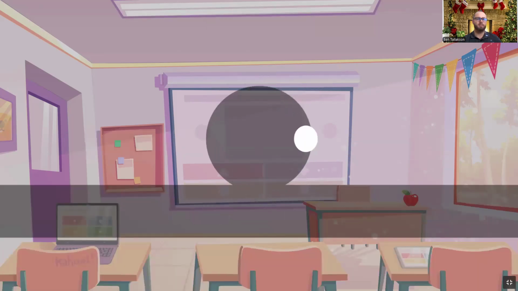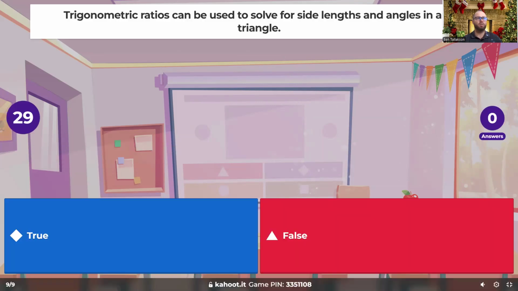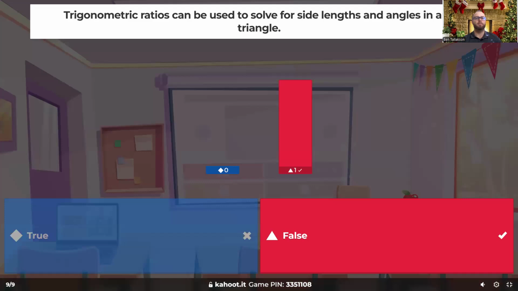And last but not least, question 9. Trig ratios can be used to solve for side lengths and angles in any triangle. Read that again carefully. Okay, this is going to be false. Do you know why?